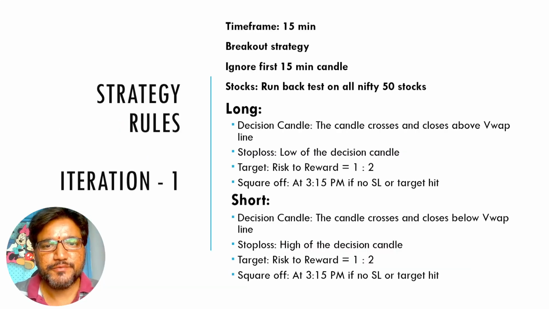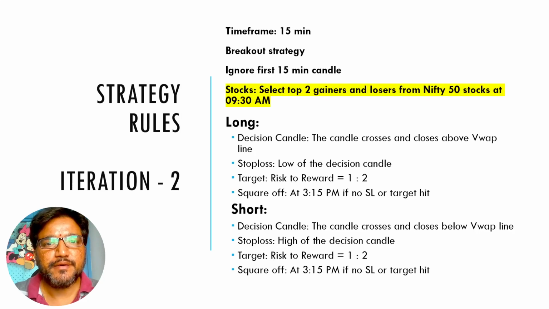Let's look at iteration 2. See the line highlighted in yellow. This is the only change from iteration 1 to iteration 2. Here everything is the same except the number of stocks to be traded on a particular day. We are going to have a criteria to select the top 2 gainers and top 2 losers from the Nifty 50 stocks at 9:30 a.m.